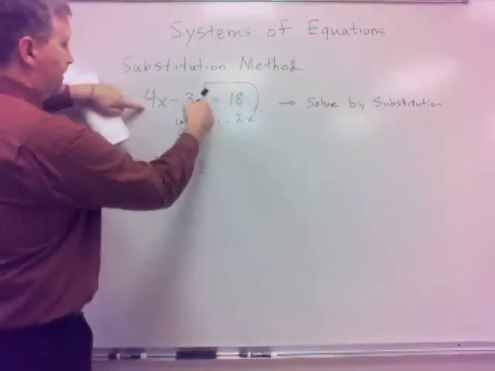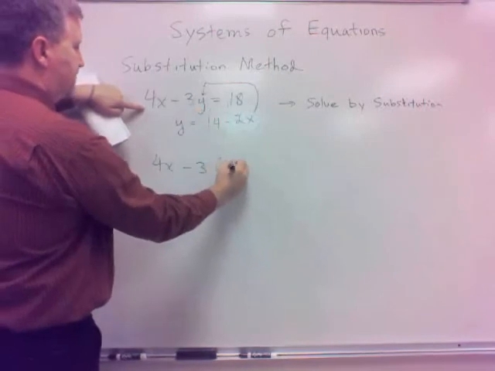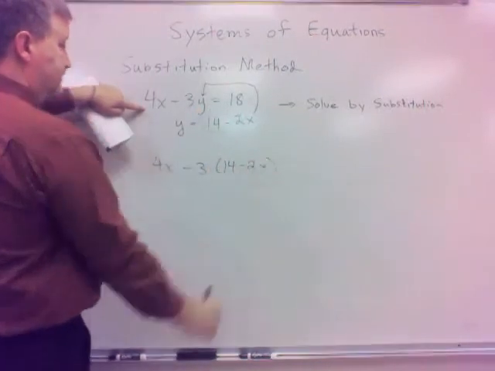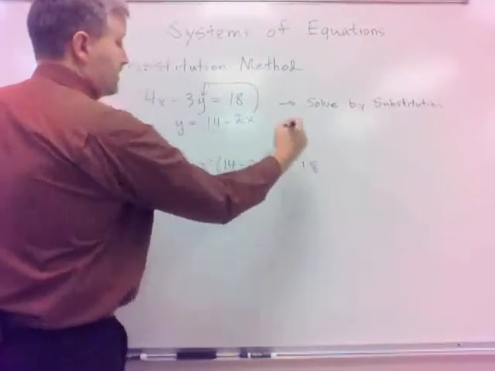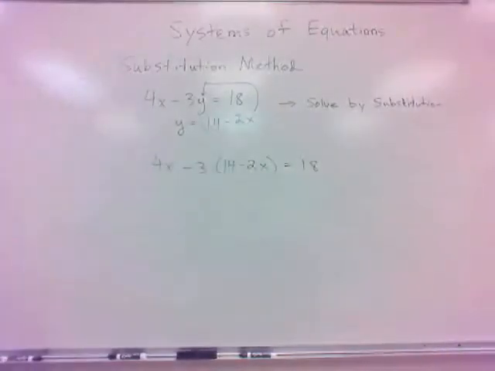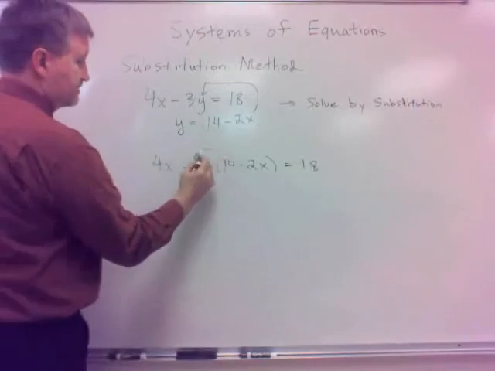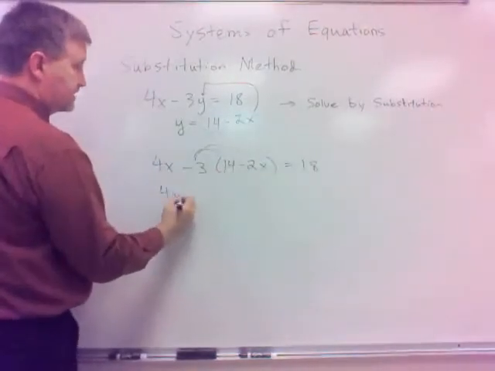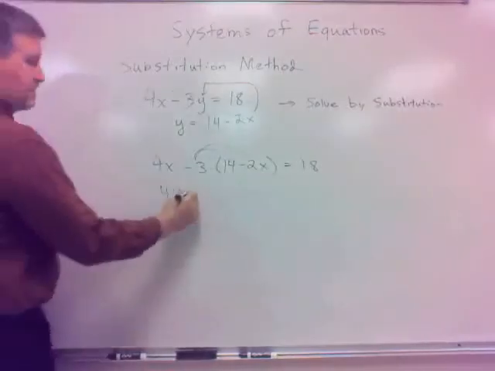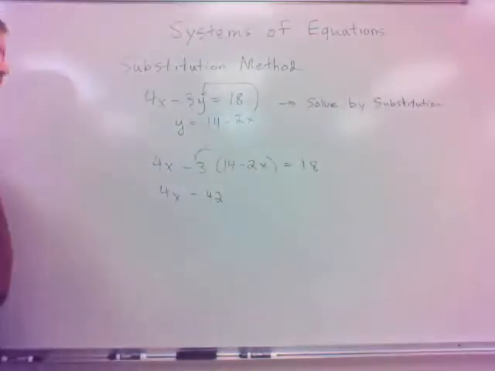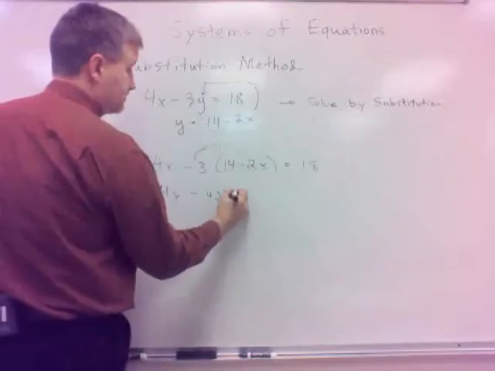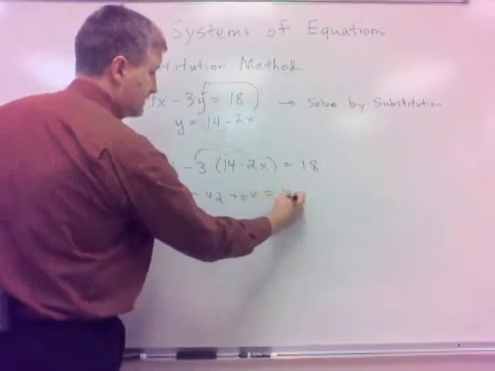Now that's times y, so it is going to have to be distributed there, the negative 3, equals 18. Now, why would I do such a thing? Well, let's look at it. Because if I distribute my minus 3, 4x minus 3 times 14 is minus 42. And then minus 3 times minus 2x is positive 6x equals 18.